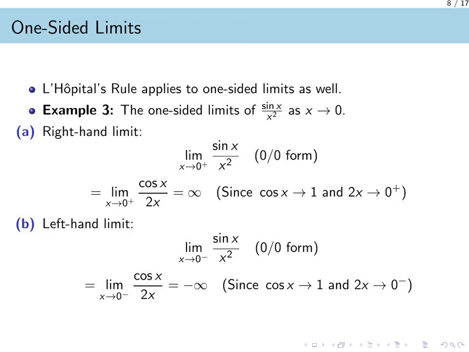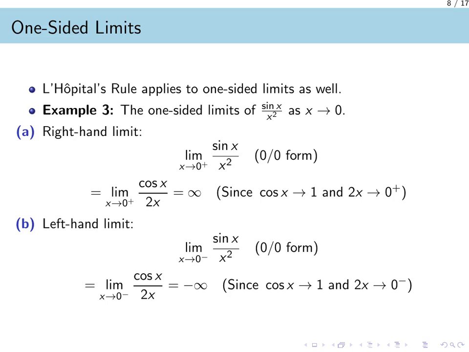L'Hopital's rule is also a powerful tool for evaluating one-sided limits, which is essential when a function behaves differently as it approaches a point from the left versus the right. Let us examine the function sine of x over x squared as x approaches 0 from the positive side. This gives us the indeterminate form 0 over 0, so we can apply the rule.